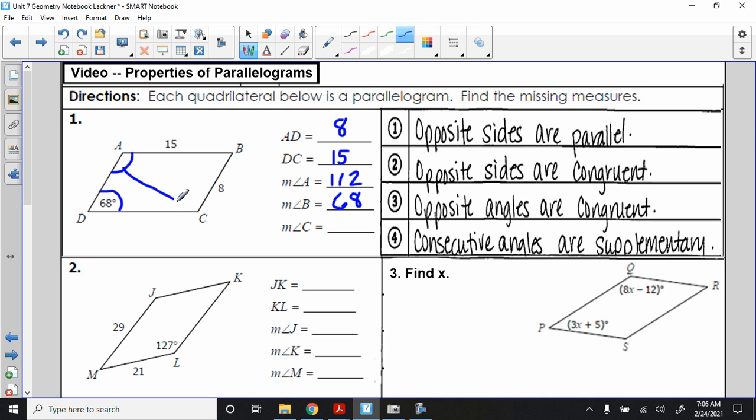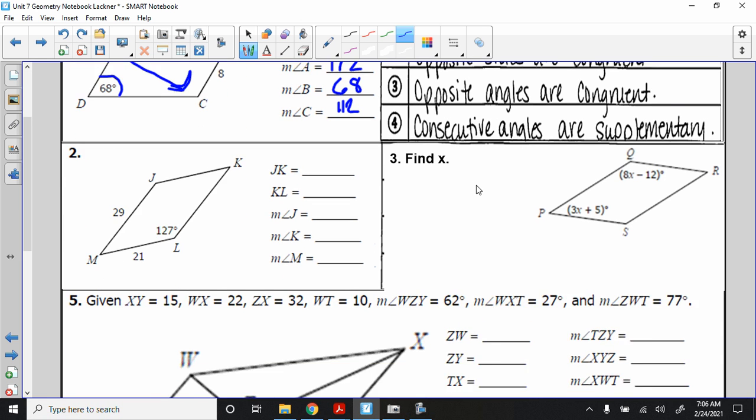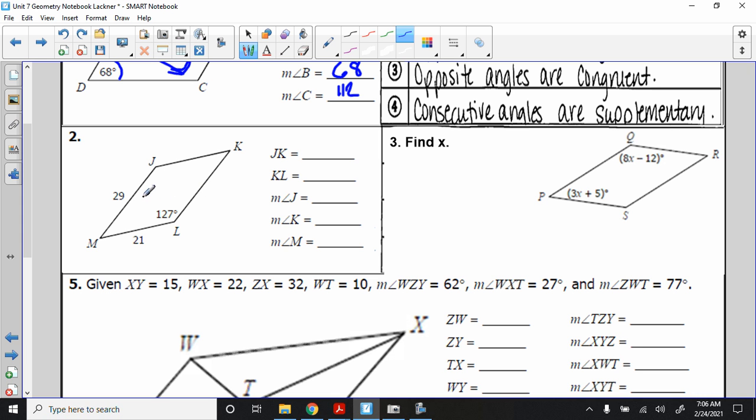Now I can go to angle C. If I know angle A, I'm definitely going to get angle C. So that's 112. I hope that was pretty easy to memorize. One more time. Okay, JK needs to be 21 because it's opposite of 21. KL is going to be 29. Angle J is opposite of L, so that's 127.